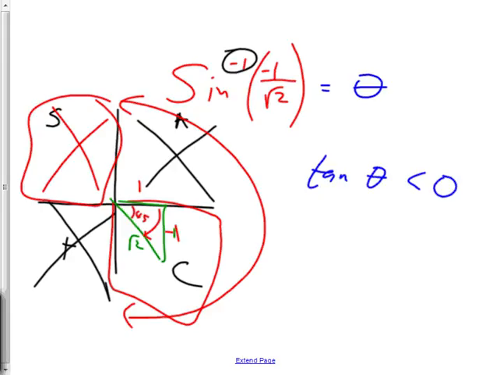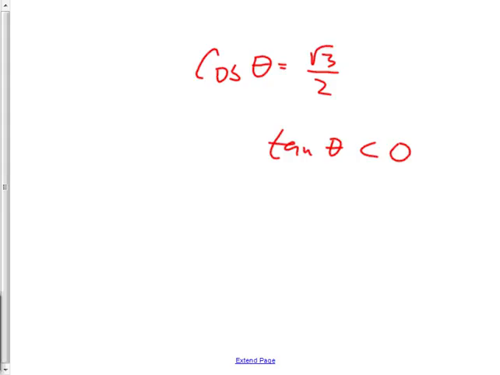Here's one that's not inverse trig and more normalish. Cosine of some angle is root 3 over 2. Tangent of the angle is less than 0. What's sine of the angle? Notice I don't want an angle. I want to know what sine of the angle is. Pause for a second while I try that.